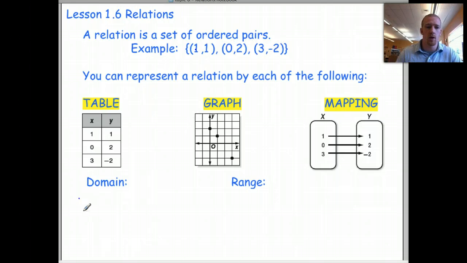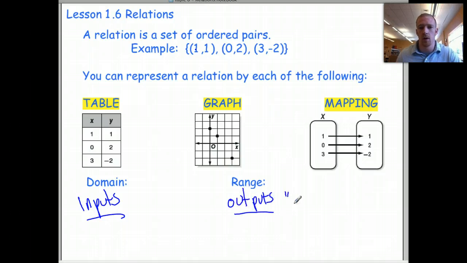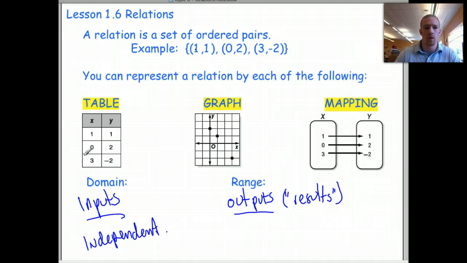So the domain are your inputs. Alright, I need to define these before I can really talk about the rest of this. The range are the outputs or the results. Okay, so the domains are also called your independent variables. And then these would be the dependent.